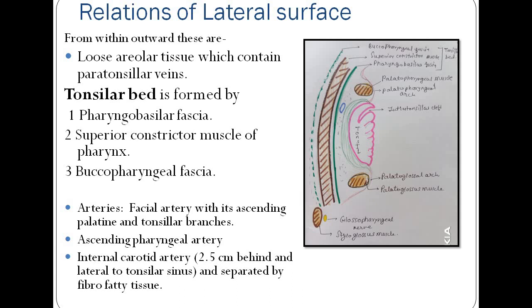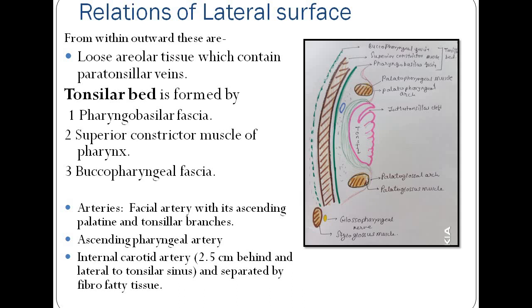Now relations of tonsil. Relations of the lateral surface are important surgically, as from within outward these are loose areolar tissue which contains paratonsillar veins. Then there is the tonsillar bed formed by pharyngobasilar fascia, superior constrictor muscle of pharynx and buccopharyngeal fascia. You can remember the mnemonic PSB for pharyngobasilar fascia, superior constrictor muscle of pharynx and buccopharyngeal fascia.